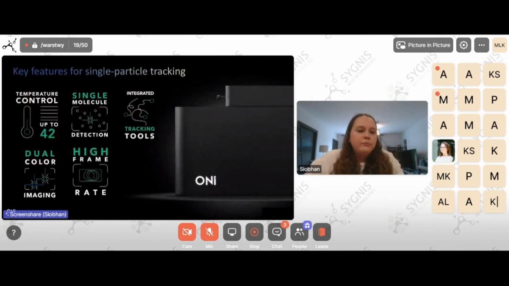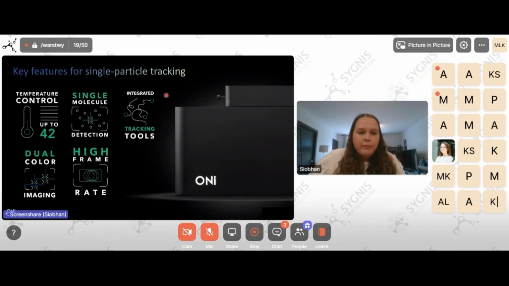So for single particle tracking, just to summarize some of the key features before I end my talk, there are a number of key features for live cell single particle tracking. The first one is that we provide temperature control, so we can heat the microscope to 37 degrees, which is optimal for any live cell imaging experiments. We have software algorithms which have been optimized for single molecule detection, and therefore we can track to a high degree of sensitivity using our localization algorithm.